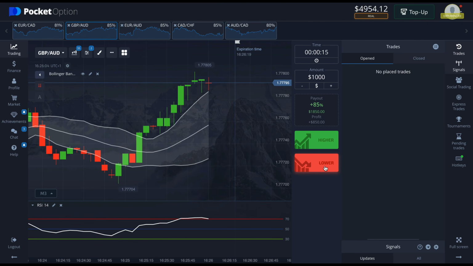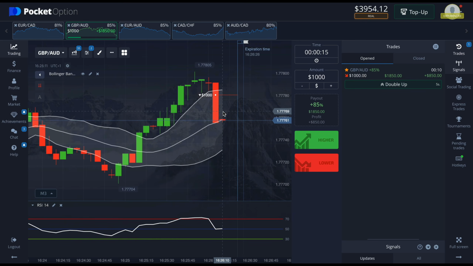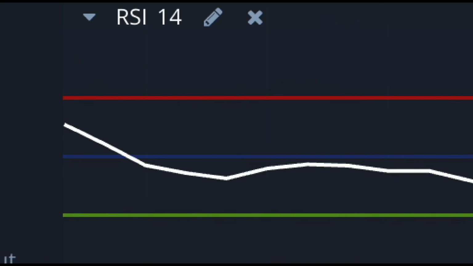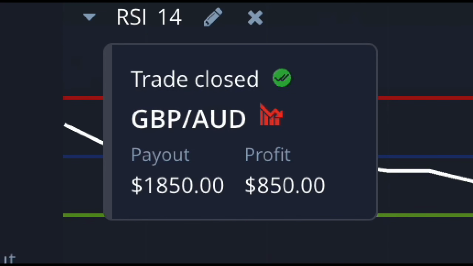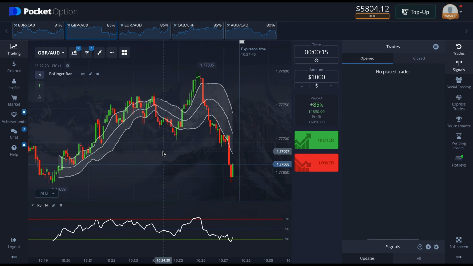Here I waited for the Bollinger Bands to break the area. The RSI was already crazy overbought, so there is a 99% chance to win this trade. Let's see. It's like magic, only it depends on probabilities. Nothing is 100% certain, but you can predict the market a little bit.